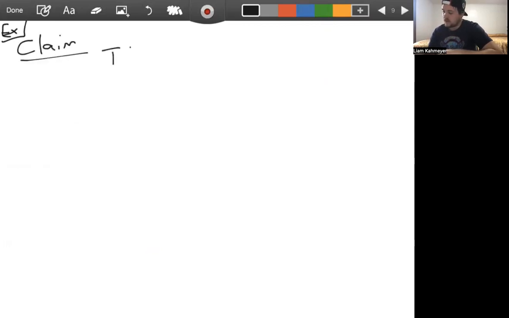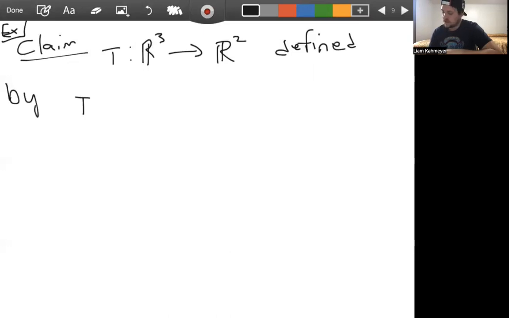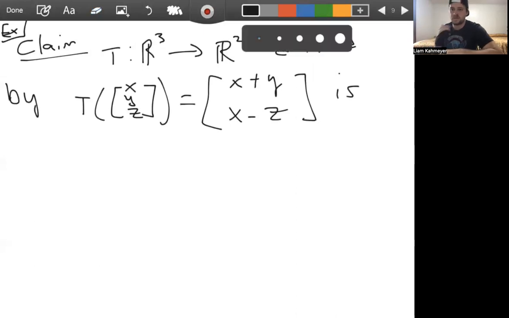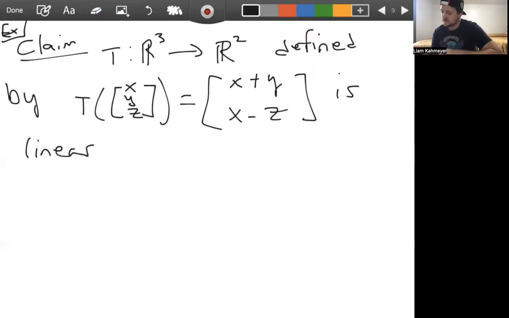T from R3 to R2 defined by T of x, y, z equals x plus y, x minus z, is linear. I'll just say is linear, because it's understood that it's a transformation. So let's just say my claim is that this is linear. Okay.